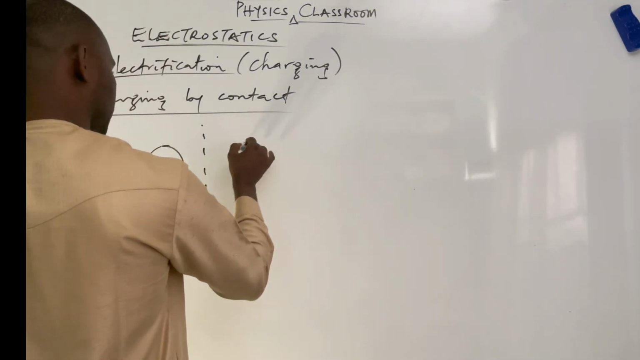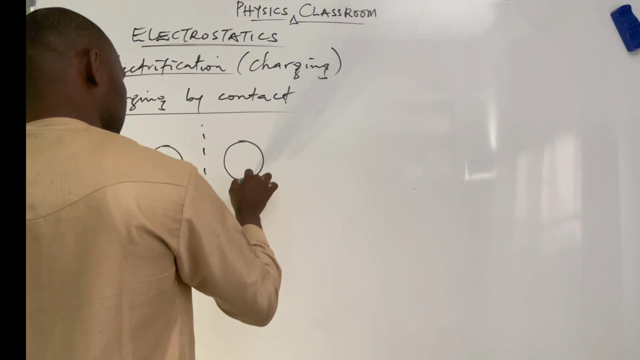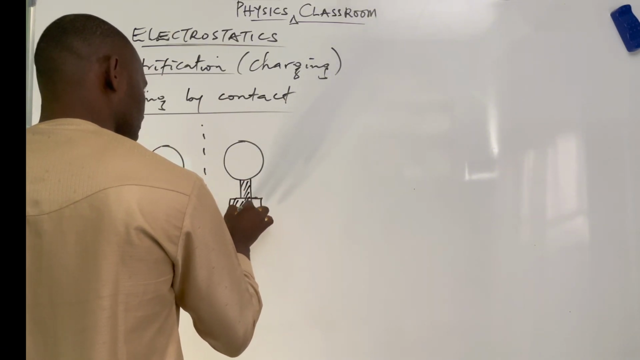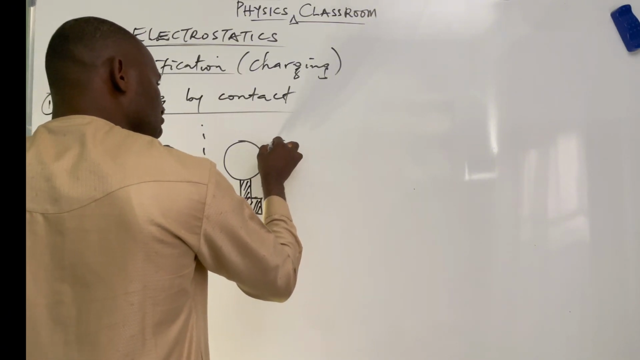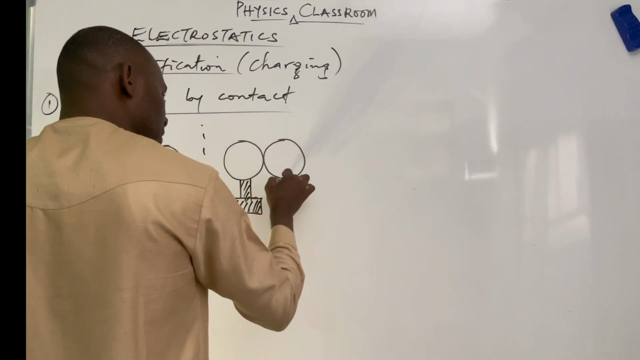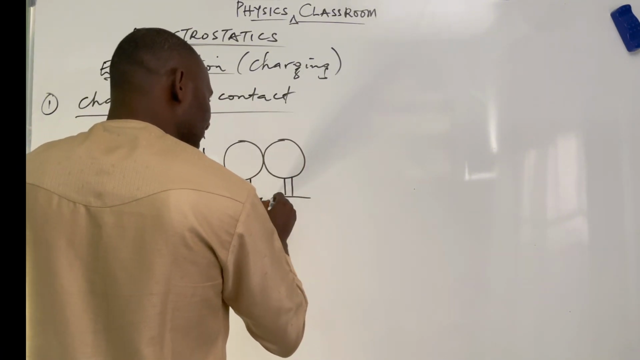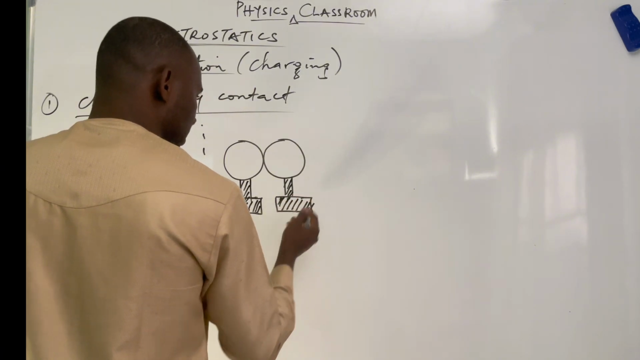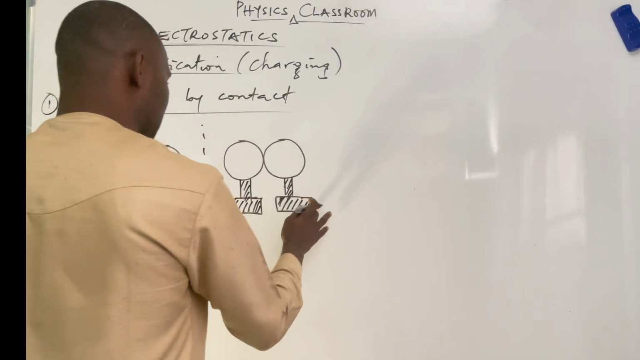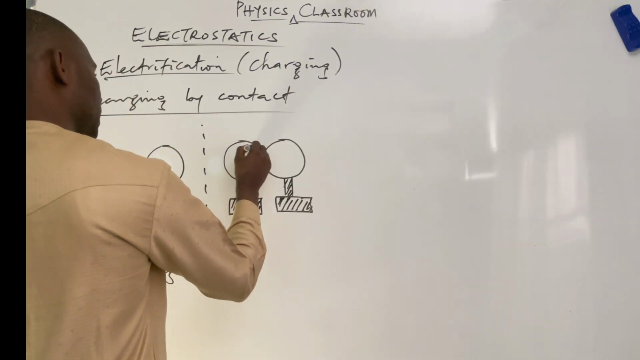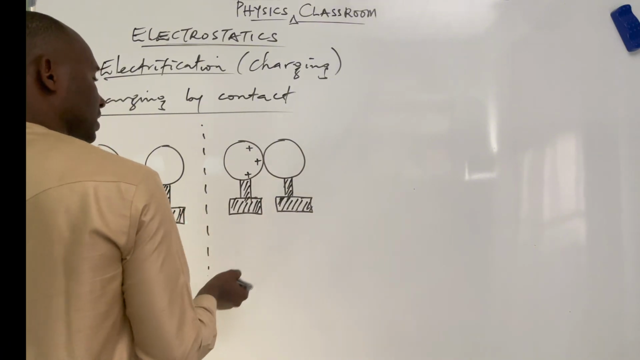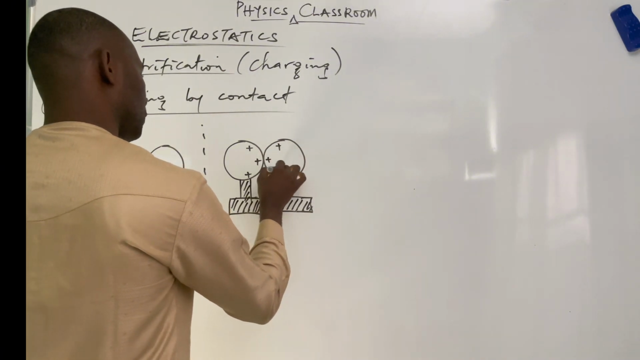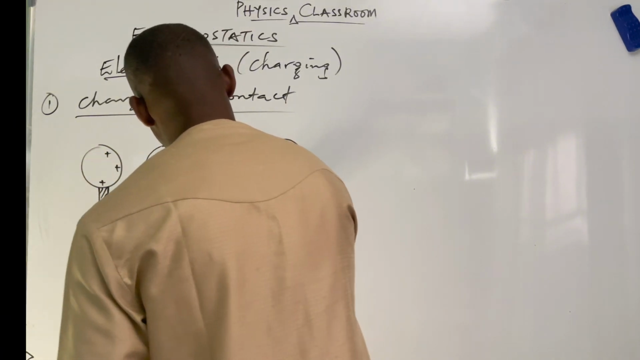During charging, we can have it like this. We are going to bring both the charged body and the neutral body into contact so that both of them will have a contact with each other. Mind you, the charged body is having 3 positive charges, which will be transferred to the neutral body. This is during charging.